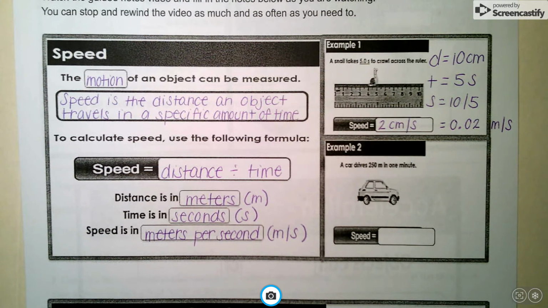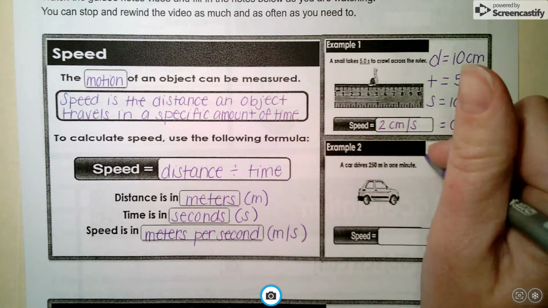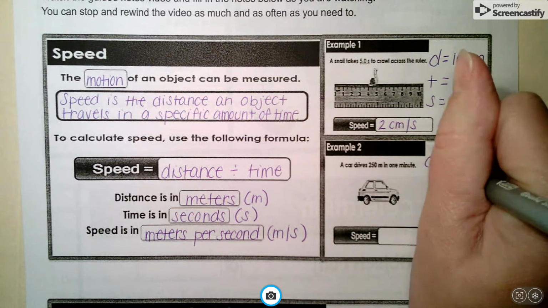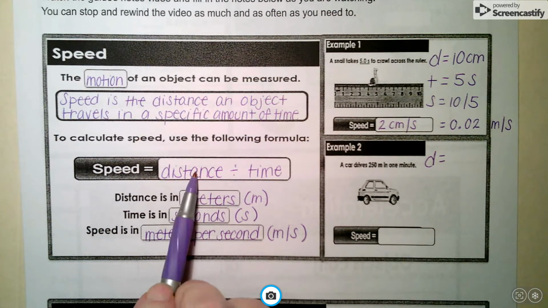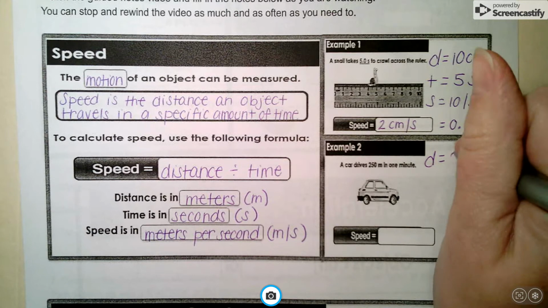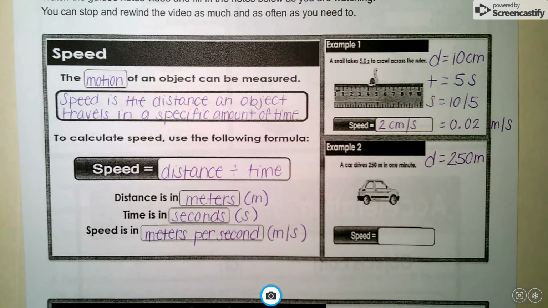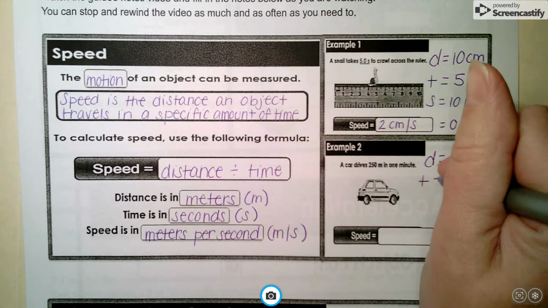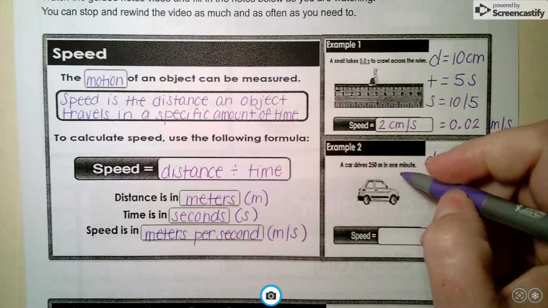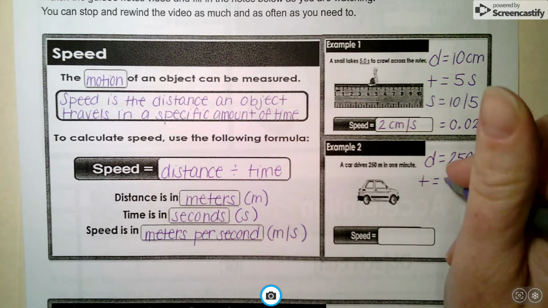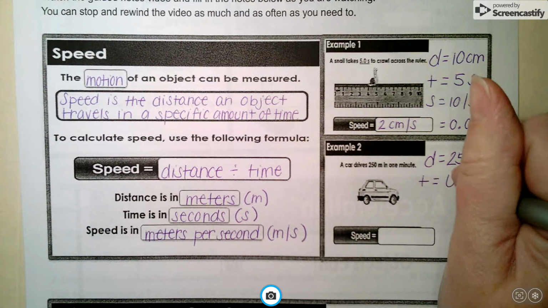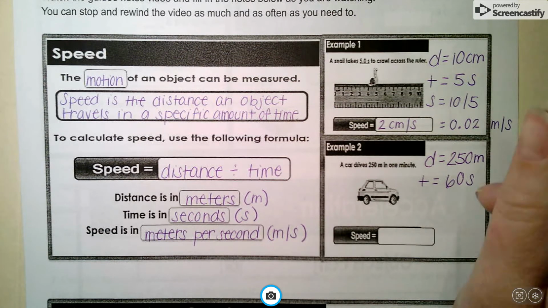Okay, example 2. It says a car drives 250 meters in 1 minute. So again, off to the side, I'm going to write my distance because I need to know distance. So the distance in this case is 250 meters. And then I need to know also my time. So off to the side, I'll write t for time. And I'm going to convert minutes to seconds right now. I know that there are 60 seconds in 1 minute. So I'm going to convert 1 minute to 60 seconds.